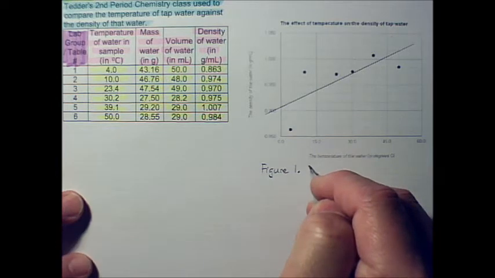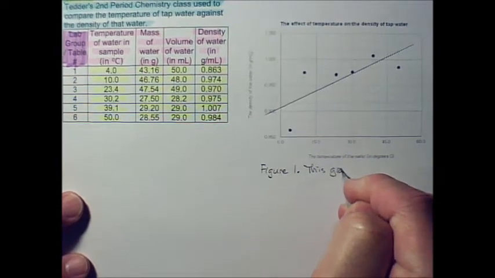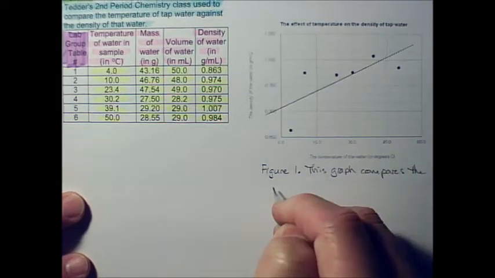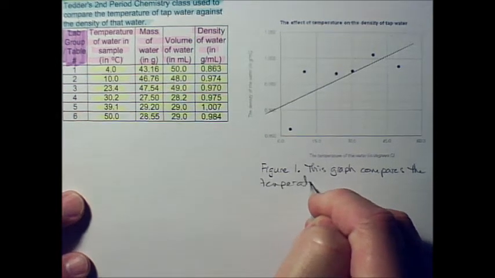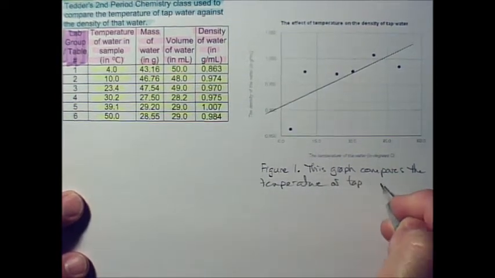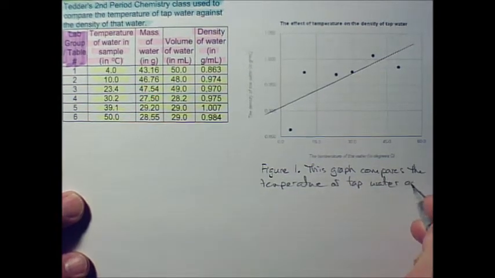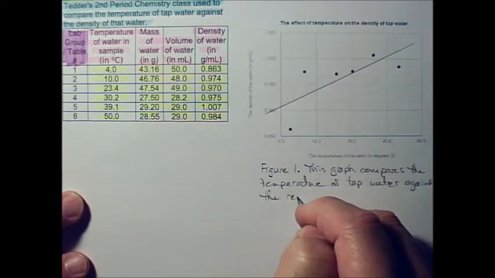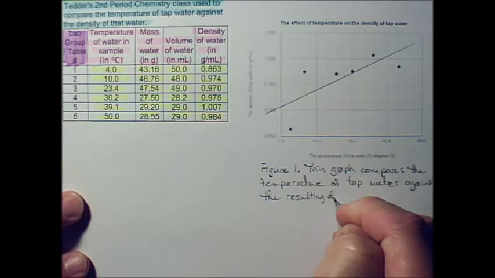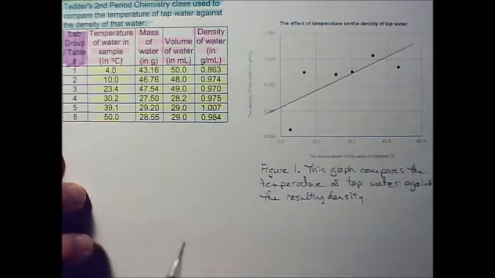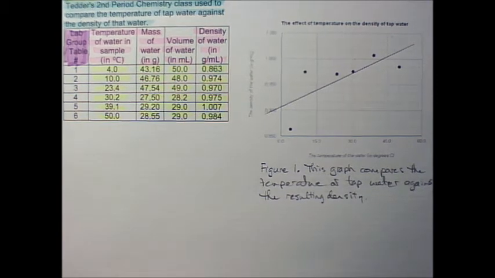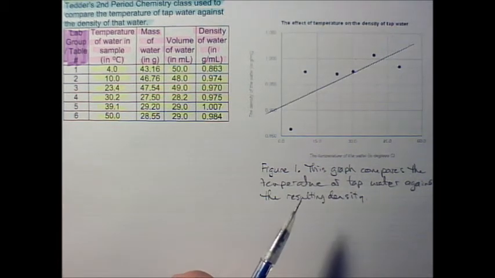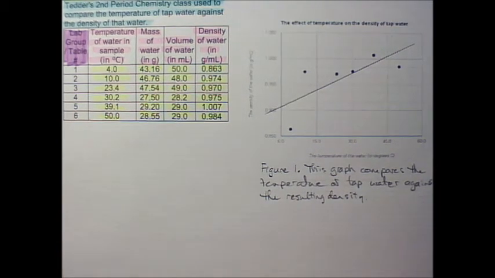Okay? So this graph, I could say, compares the temperature of tap water against the resulting density. So that sentence right there tells me what's there, and it also tells me why it's important. It's a comparison. Okay, so I kind of put all those in one sentence. Does that make sense? If you did 2 sentences, fine.